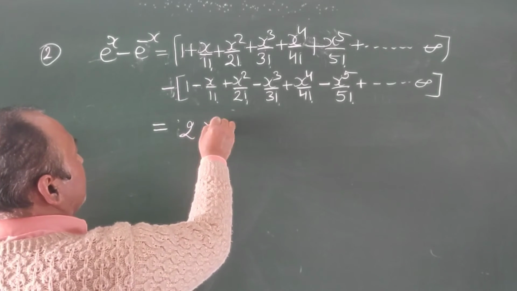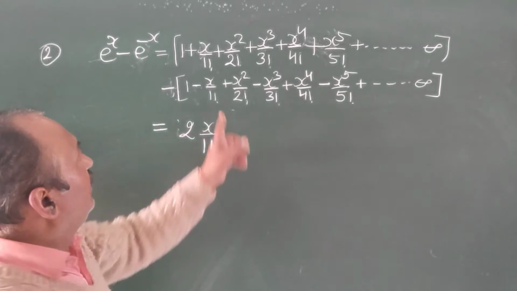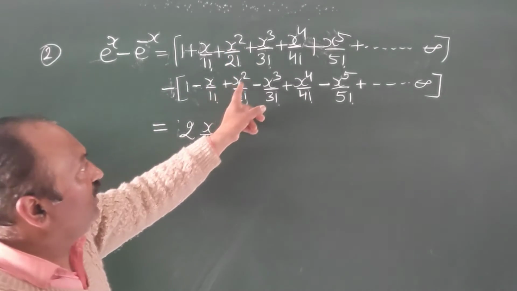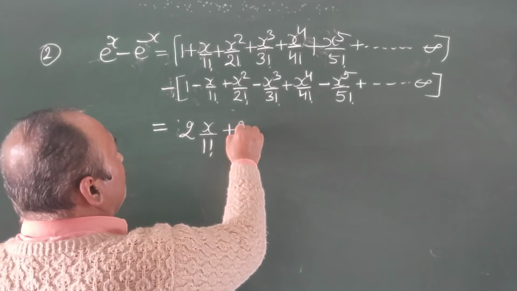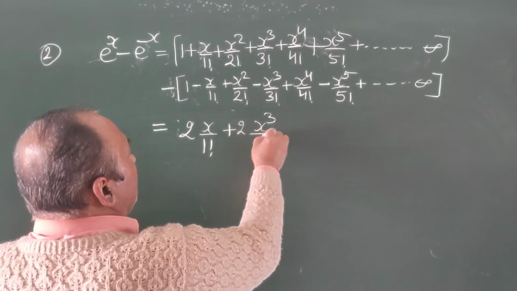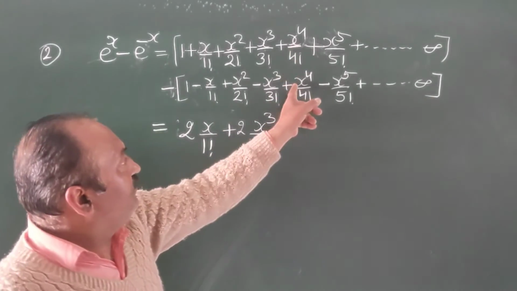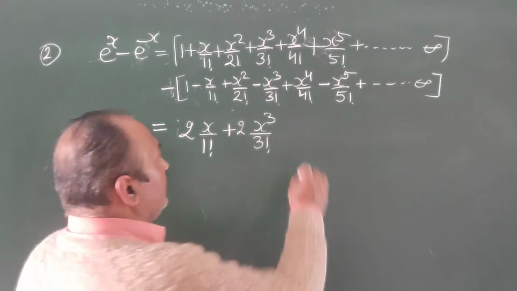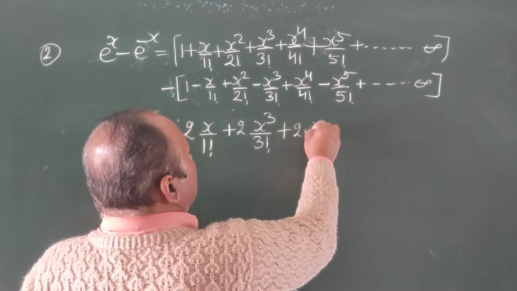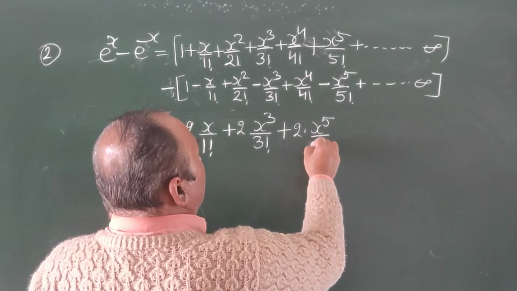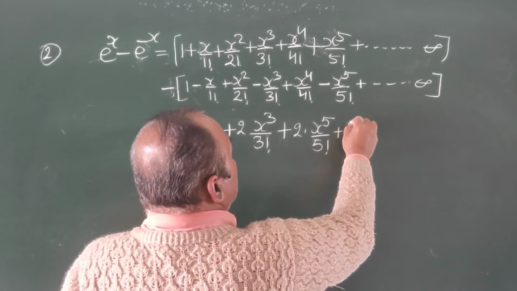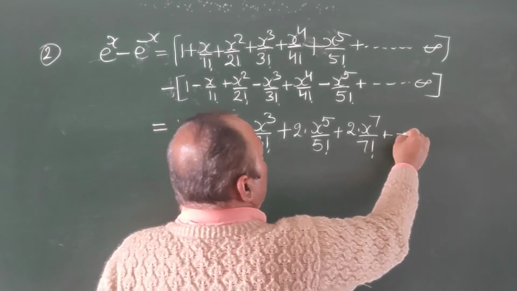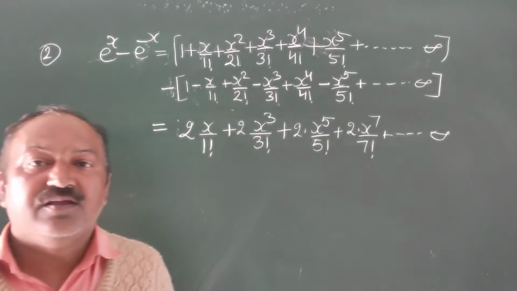it becomes 2x upon 1 factorial, and minus x square upon 2 factorial will cut with x square upon 2 factorial, and it will become plus 2 into x cube upon 3 factorial, and it will not cut because it will be negative, it will be positive, and it becomes plus 2 into x raised to power 5 upon 5 factorial and plus 2 into x raised to power 7 upon 7 factorial plus dot dot dot up to infinity.